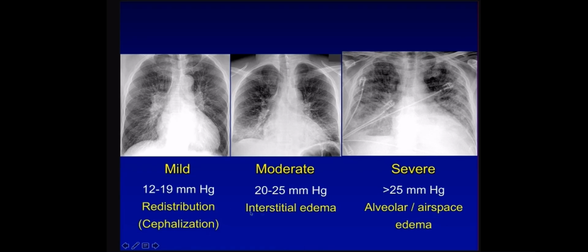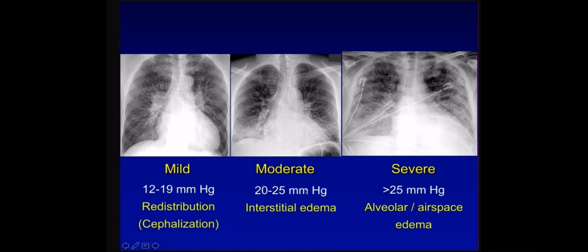In the moderate category, you see in the center of the slide, this patient now has interstitial edema. The pressure now is in the range of 20 to 25 millimeters of mercury. And now notice that the central and perihilar vessels are becoming blurry. The interlobar fissure here, the minor fissure, is much more apparent than usual. And we have the presence of interlobular septa here, especially in the mid and lower lung zones. Those are the Kerley B lines that represent interlobular septal thickening due to edema.